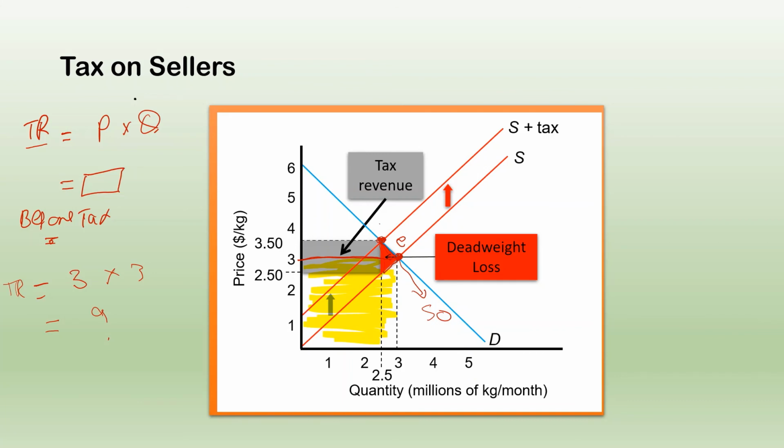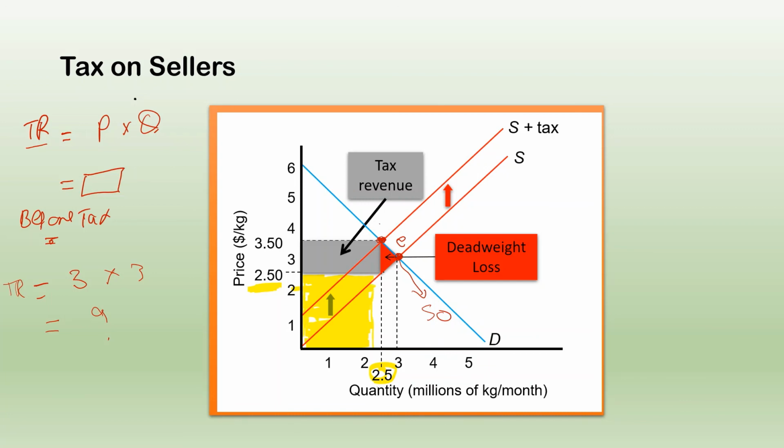And what about the total revenues after tax? After tax, how can we calculate the total revenue to the seller? The total revenues are going to be calculated by calculating the area from here. The price which the seller is receiving after paying tax is 2.5, and how much he is actually selling, he is selling only 2.5. So the area of this rectangle will give you the revenues for the seller after tax.